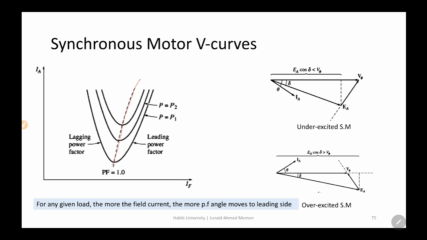Just to share one more observation: when you are operating at a lagging power factor, that is called the under excited synchronous motor. In an under excited synchronous motor, EA cos theta is less than V phase. If you are operating at a leading power factor, that is called the over excited synchronous motor, and in that case the EA cos theta term, which is this component, is greater than V phase.